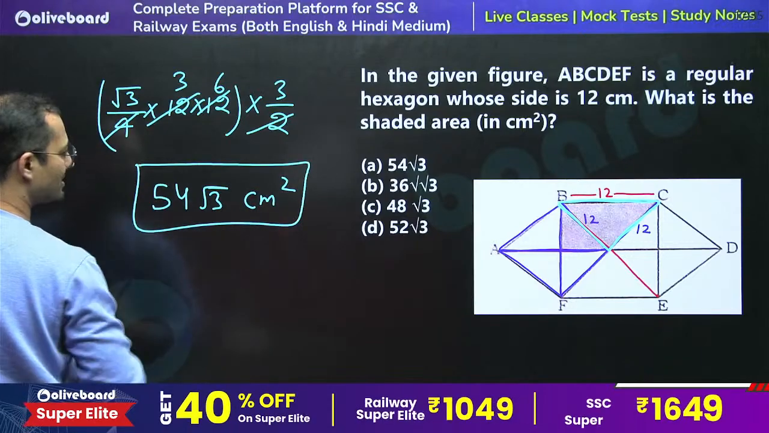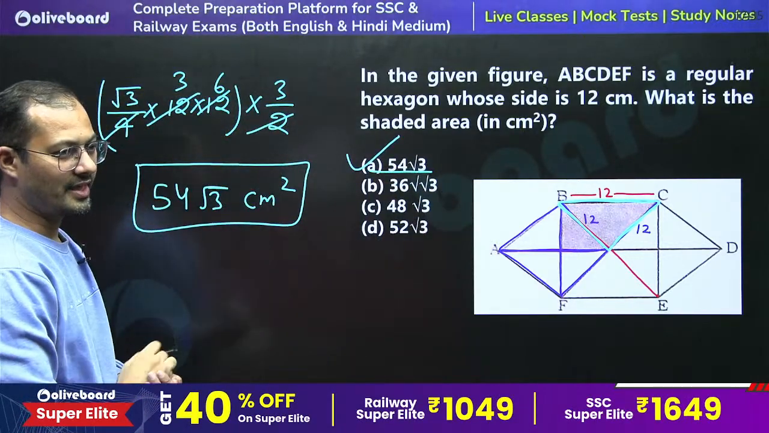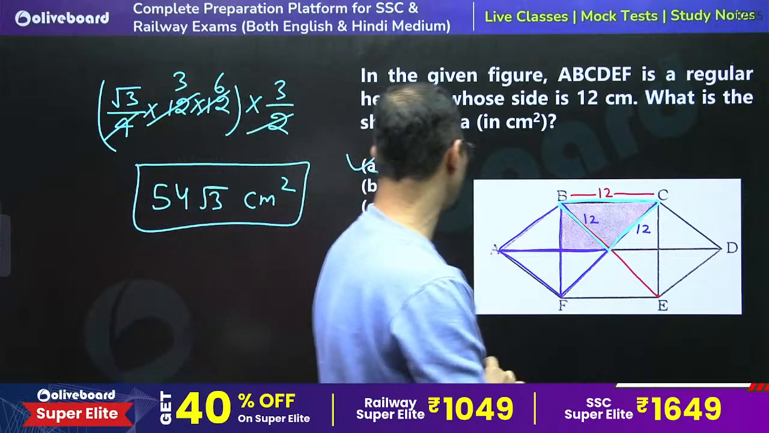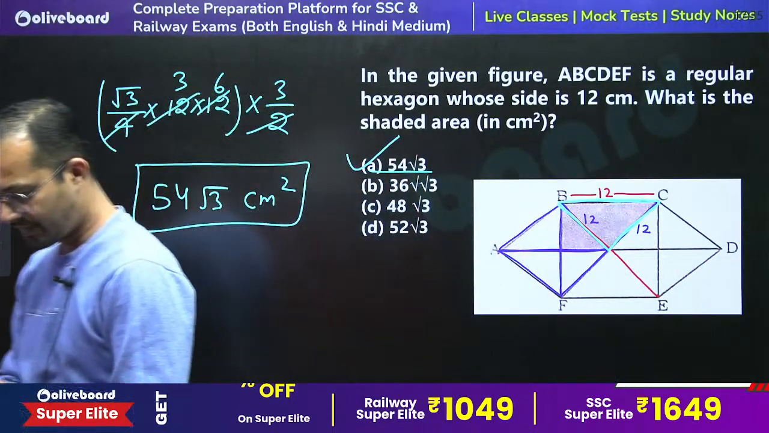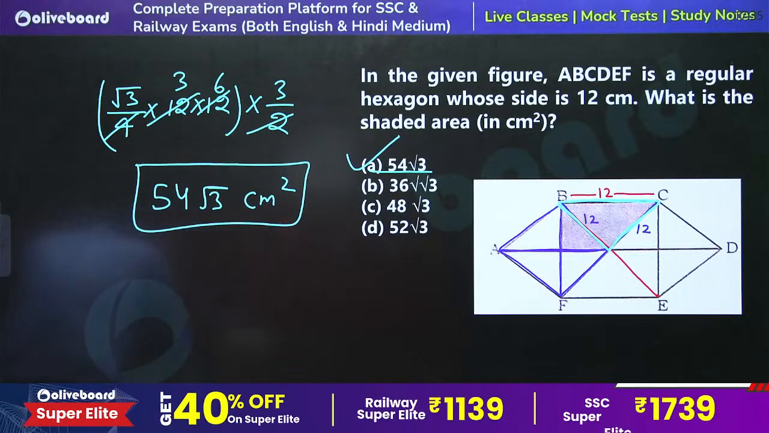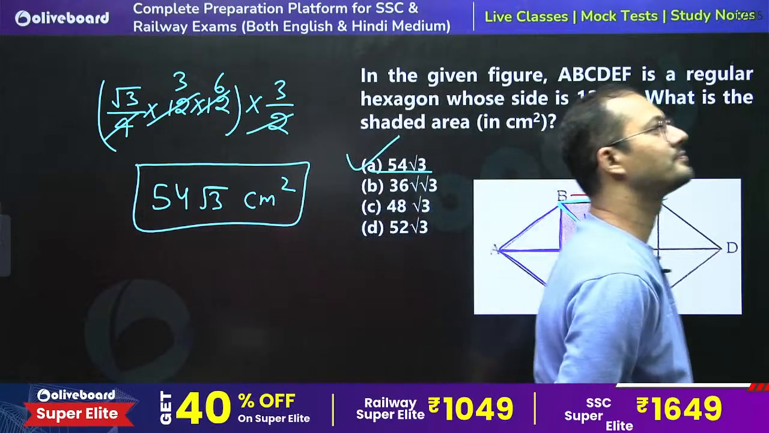Simple. So in a single line we can do this, if the concept is clear. The answer is 54 root 3. So, my dear friends, A is the right answer. Madhumita, beta, A is the right answer. Ankita is right.